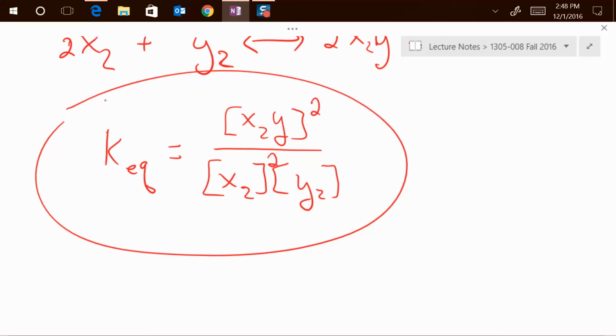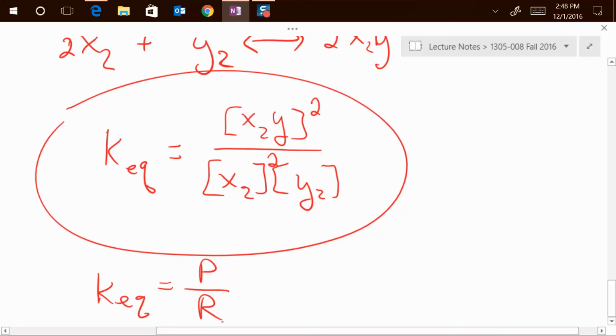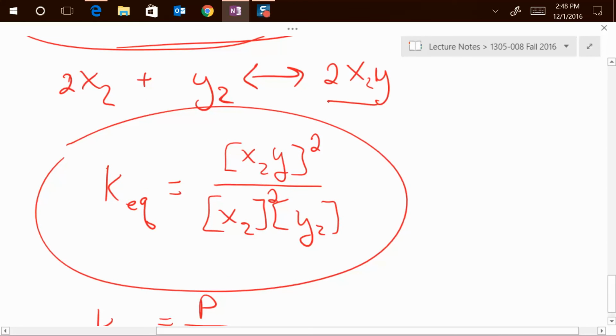How do you know which one goes on top? Great. So KEQ is always products over reactants. My products always go on top and my reactants always go on the bottom.